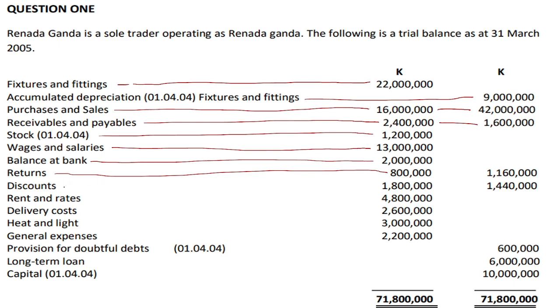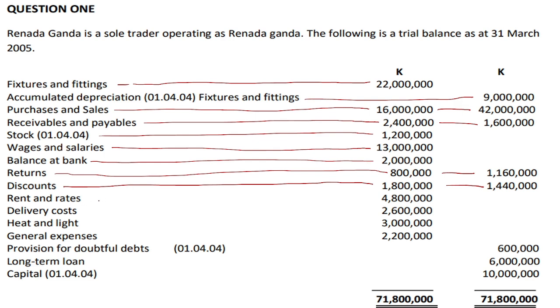Discounts also. Which one is a discount allowed and which one is a discount received? 1.8 million is the discount allowed. Then 1.44 is the discount received. Okay, so the received is an income and incomes are credited. That's the 1.44 there. Then the allowed is an expense and all expenses are debited.